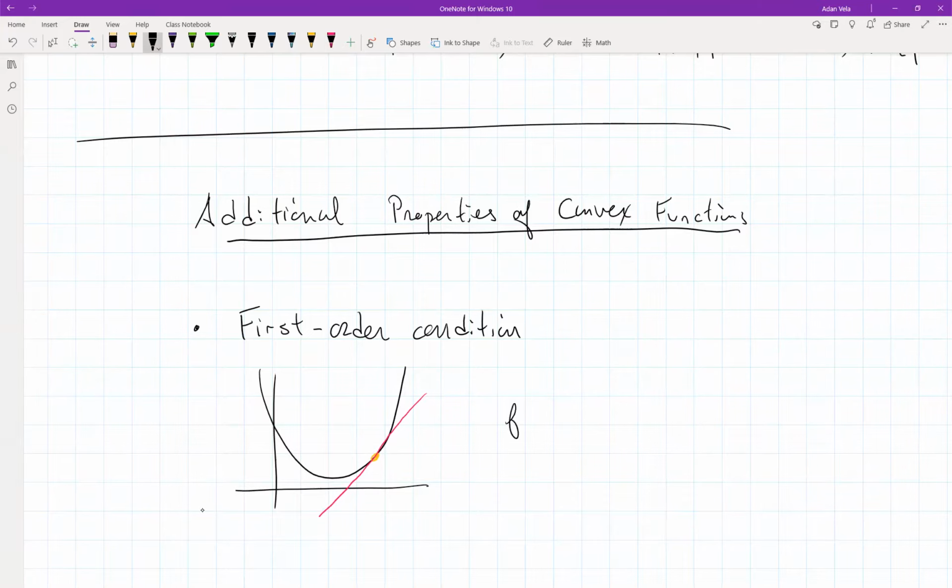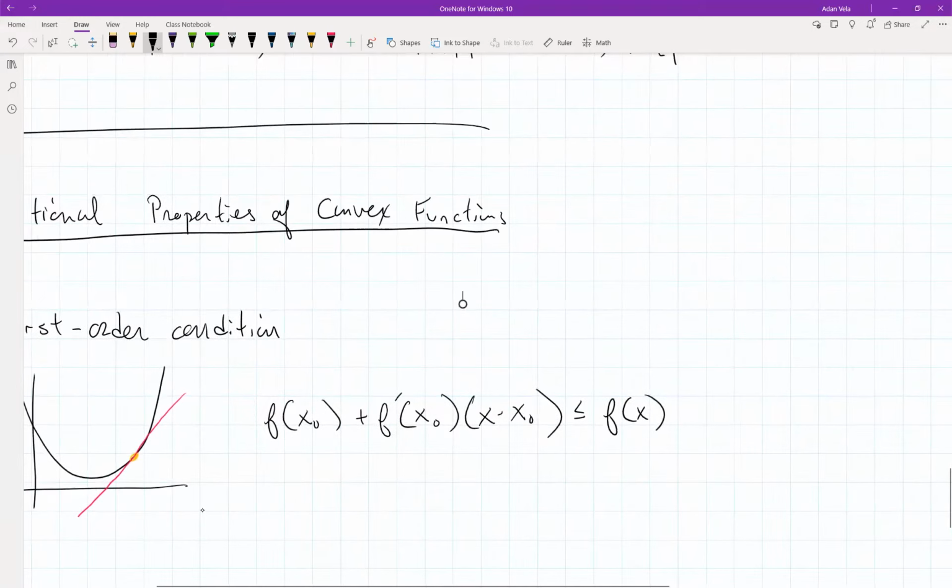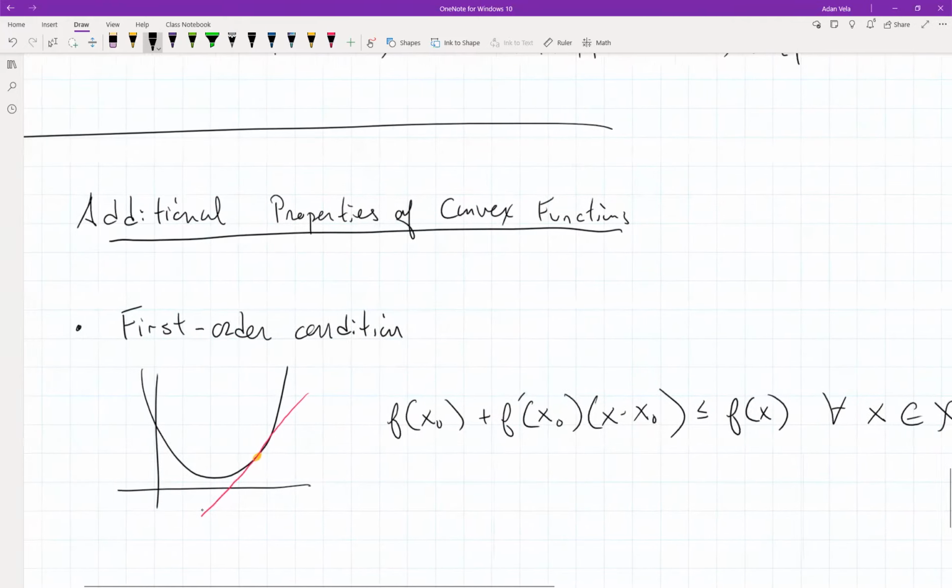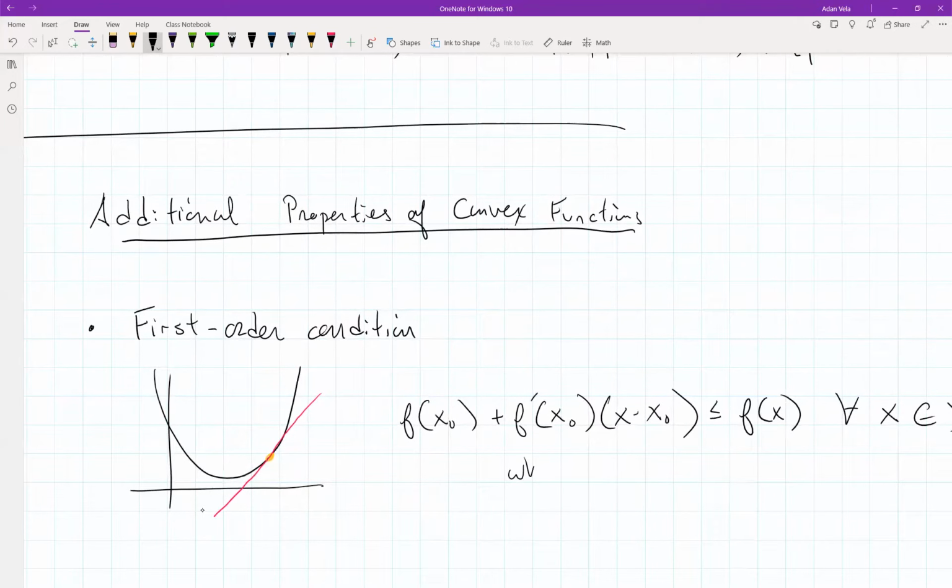So the way we would state that is that f of x0, where x0 is the tangent point, plus the derivative of f of x at that tangent point times x minus x0 is less than or equal to f of x for all x in whatever the constraint set is. And again, x0 is somewhere in the constraint set.